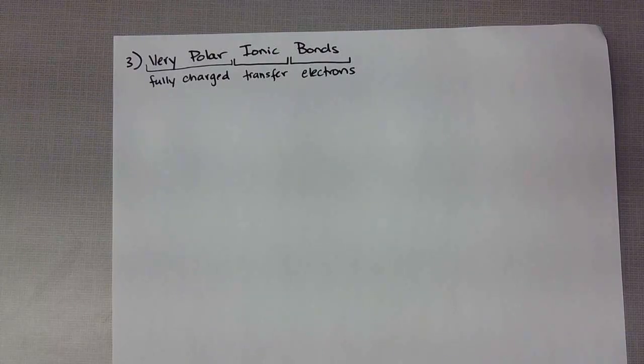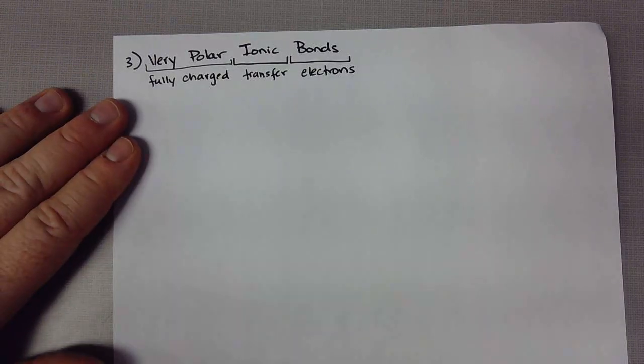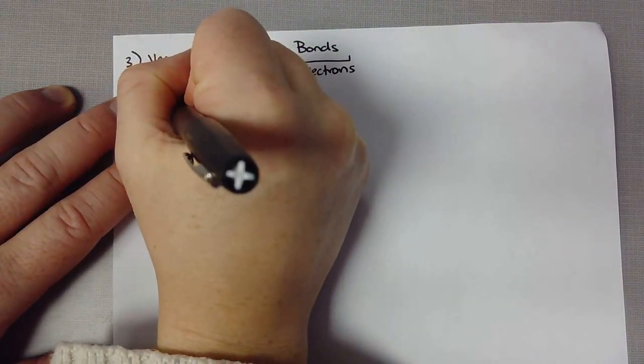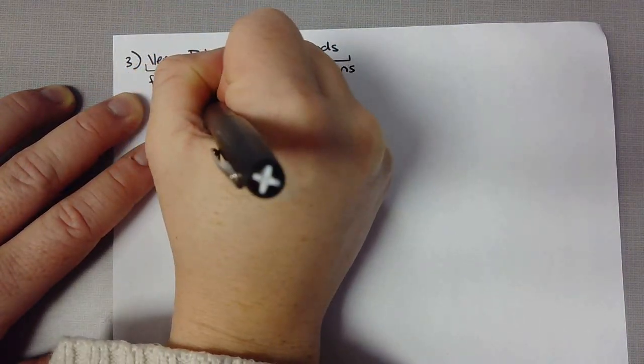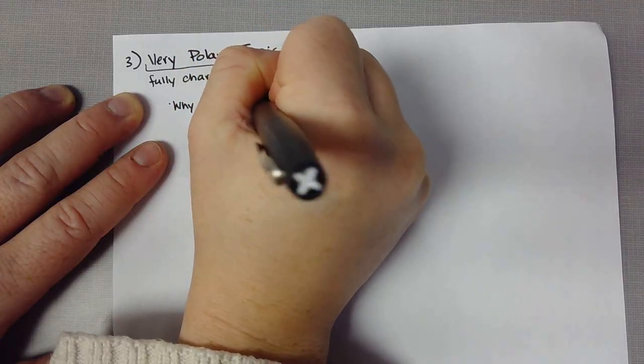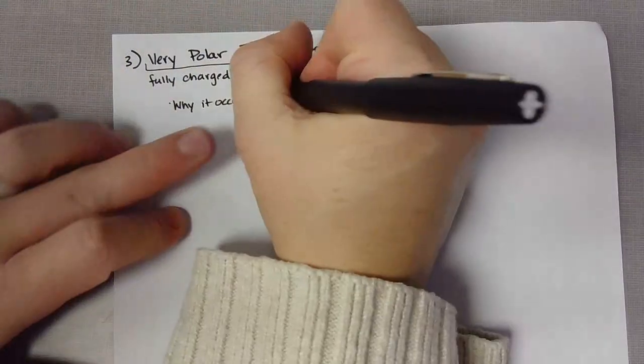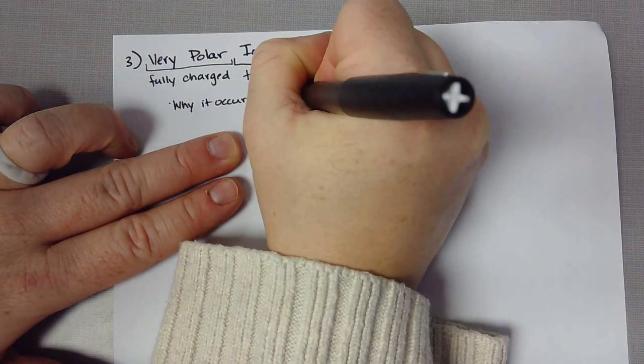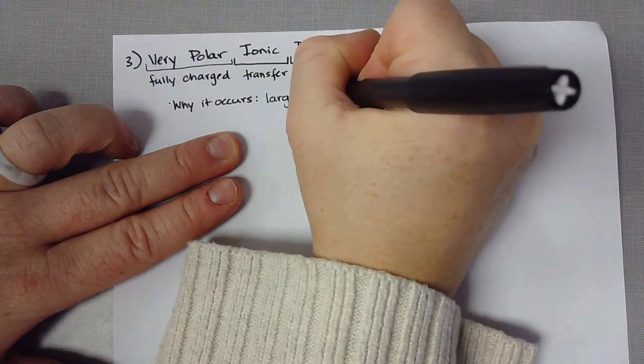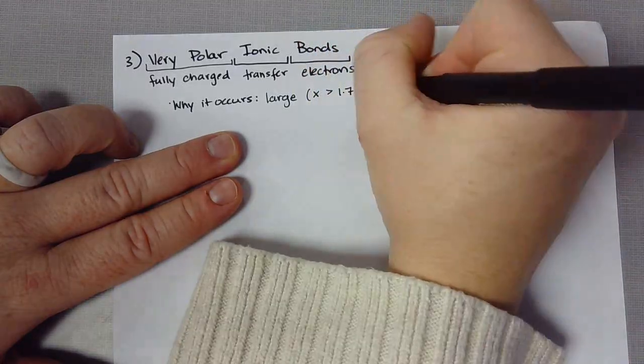We're going to go through the same set of vocabulary now. So, why does it occur? Well, you should be able to make an inference. Polar bonds occurred because of moderate electronegativity differences. Very polar ionic bonds are going to occur because of large electronegativity differences. Large is going to mean the difference is bigger than 1.7 between the atoms.